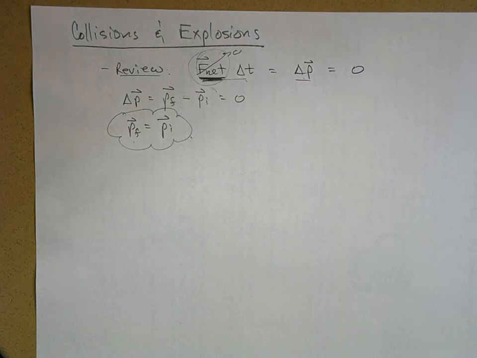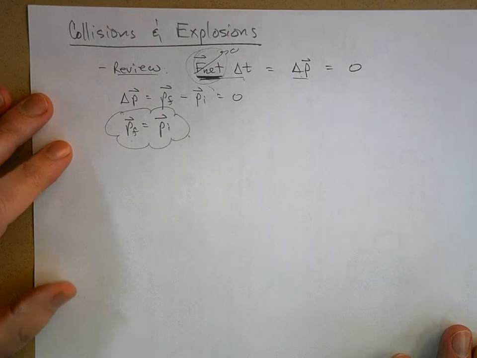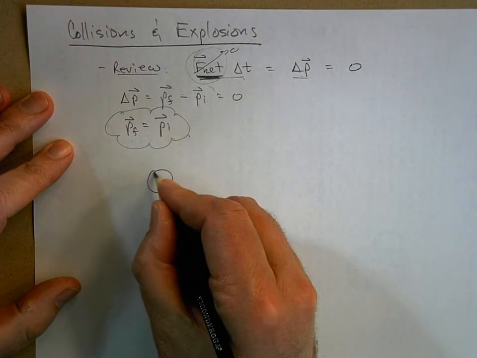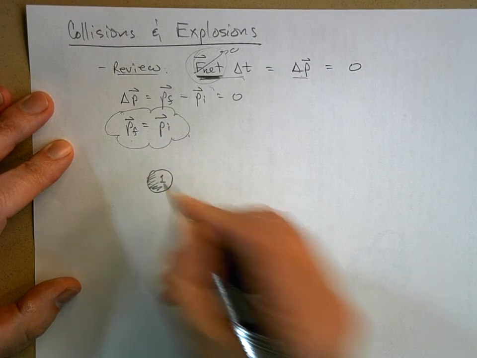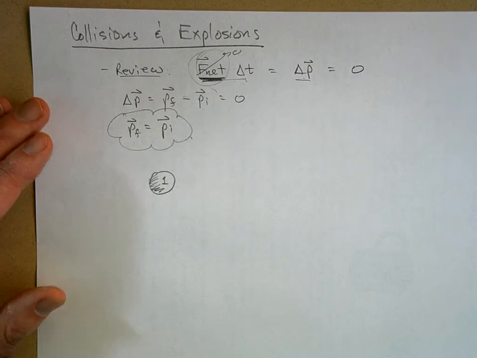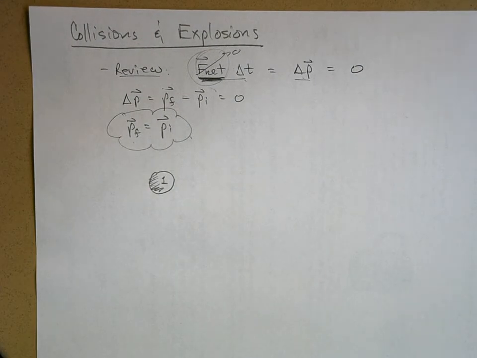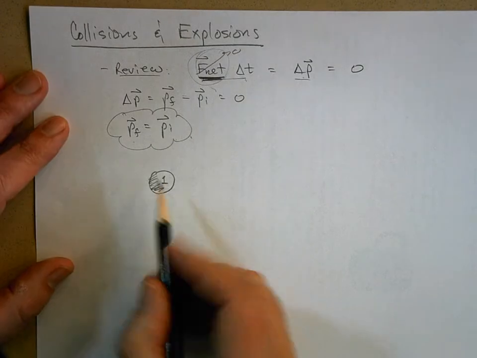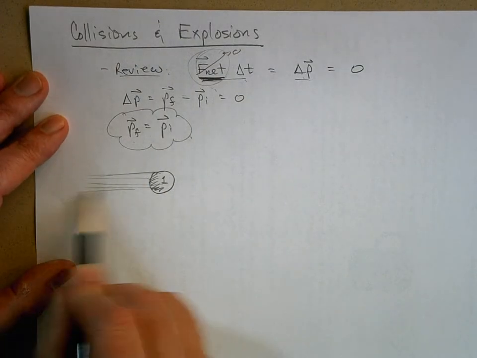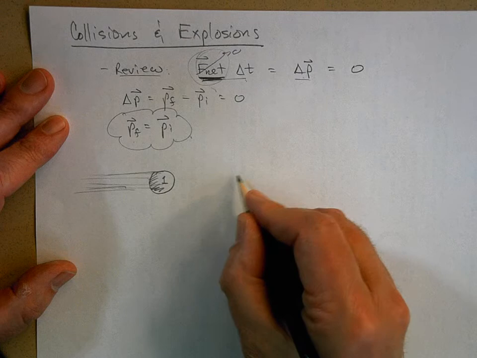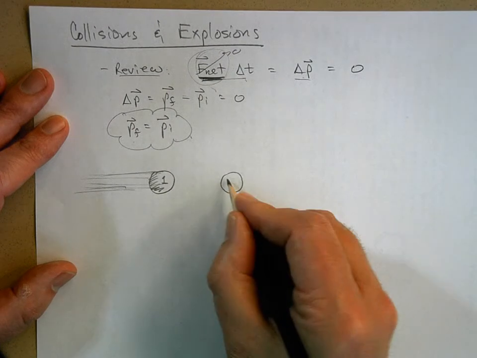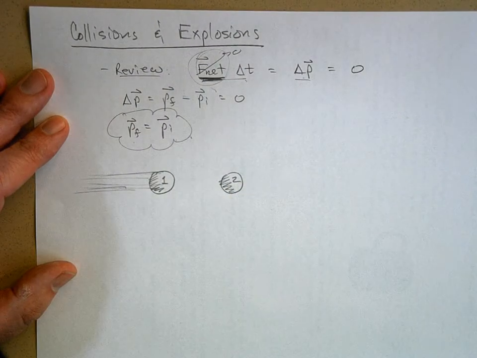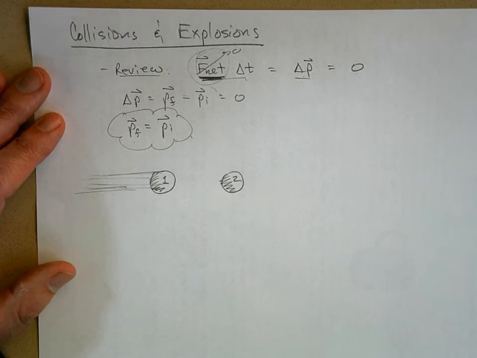So now we're going to apply that to a collision, and we kind of did this last time. If we have object 1, it can be a proton, a baseball, a planet or a galaxy. It works at every scale in the universe. And it's moving. You can tell it's moving. And maybe here's object 2, and they're going to collide.